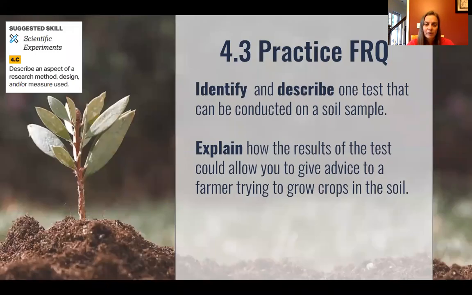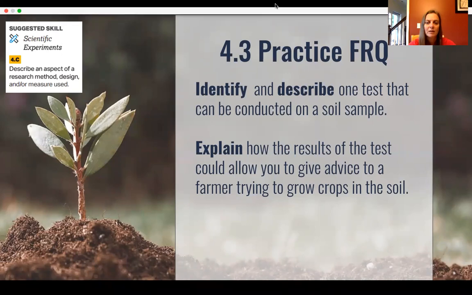And our practice FRQ for this is to identify and describe one test that can be conducted on a soil sample and explain how the results of that test would allow you to give advice to a farmer trying to grow crops in that soil.